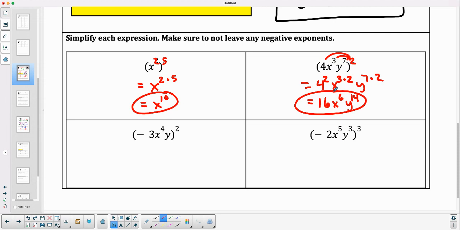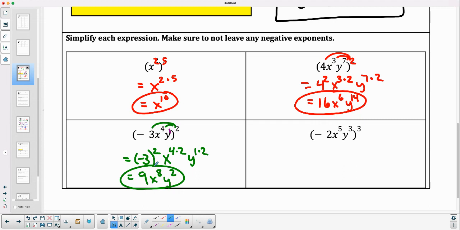All right, same thing here. We're going to look at distributing this 2. Okay, we have to be careful here. Negative 3 is in the parentheses, so negative 3 squared. Okay, x to the 4 times 2. And then this one, be careful as well. This is like a y to the 1. So we have y to the 1 times 2. Okay, so we distribute that 2 in, and now we have negative 3 squared, which is positive 9, x to the 8, y to the 2.